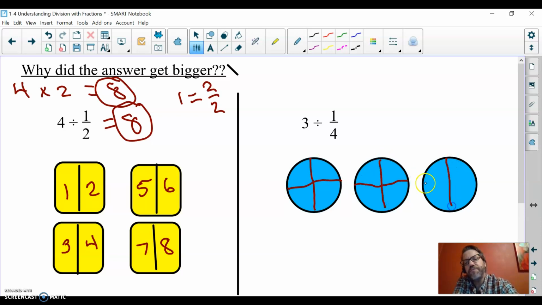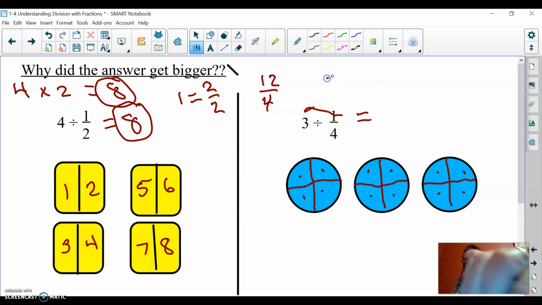And here. Okay? And now 3 divided by 1/4. How many times does 1/4 go into 3 whole? Well, we have 1, 2, 3, 4, 5, 6, 7, 8, 9, 10, 11, 12 quarters. Okay, there are 12 quarters here. By the way, 12 divided by 4 is 3. We have 12. So how many times does 1/4 go into 3 whole?